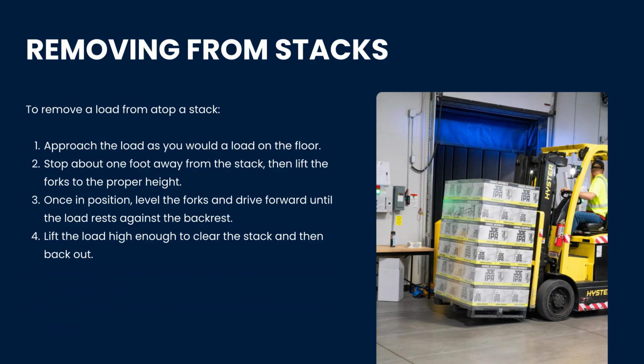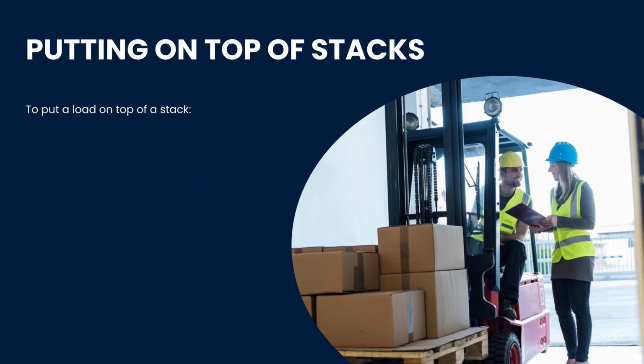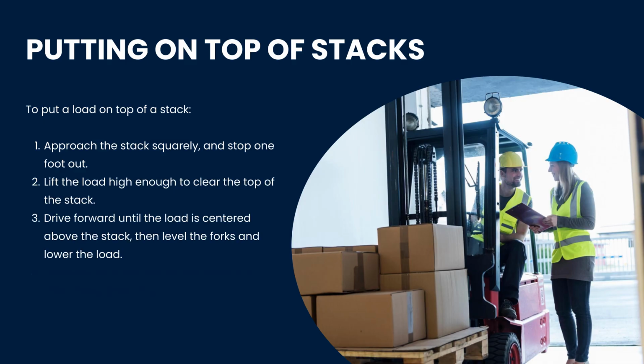Lift the load high enough to clear the stack, back out, lower the load to a safe travel height, and tilt the mast back again before moving. To place a load on top of a stack, approach the stack squarely and stop about 1 foot away. Raise the load high enough to clear the top of the stack, then drive forward until the load is centered above it. Level the forks, lower the load into place, and then slowly back out once the load is settled.